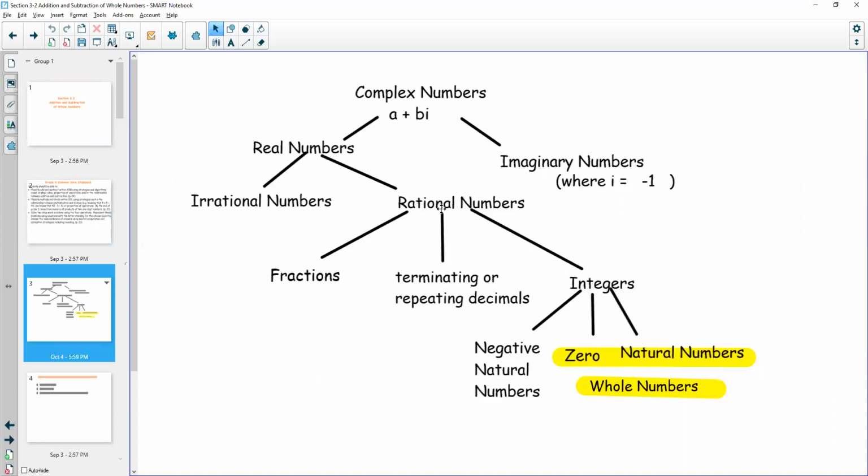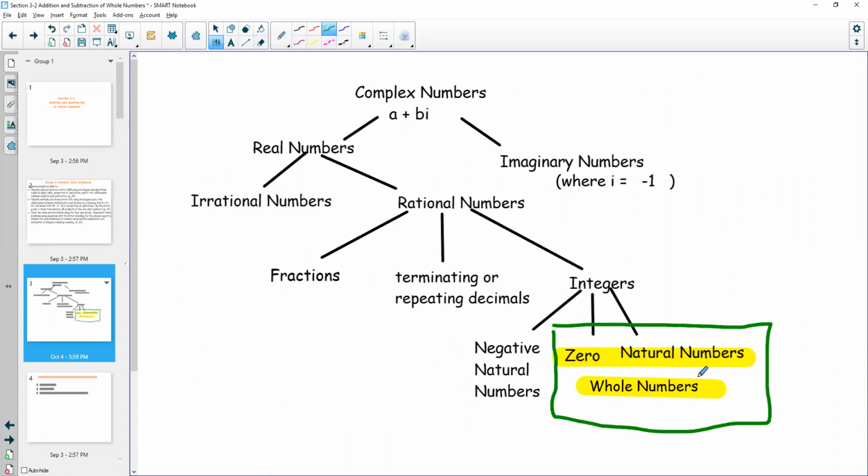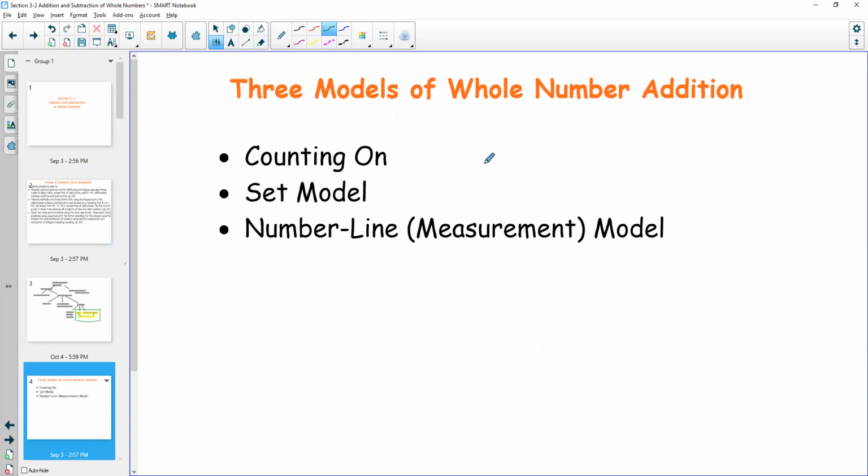When we're talking about addition and subtraction of whole numbers, we need to remember where whole numbers live. So whole numbers are here, okay? Whole numbers are basically all of the natural numbers. So the numbers you count on your fingers, 1, 2, 3, 4, 5, 6, 7 onwards, as well as 0. Okay, there's no fractions, there's no decimals yet, there's no negative numbers yet. When we're talking about whole numbers, we're really just talking about things you count on your fingers as well as 0.